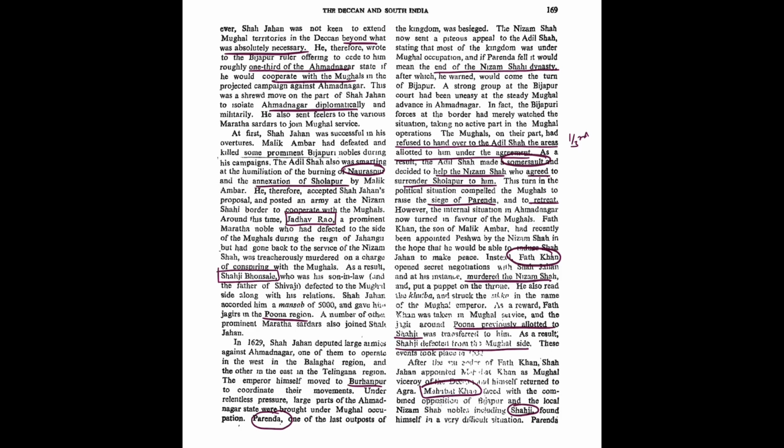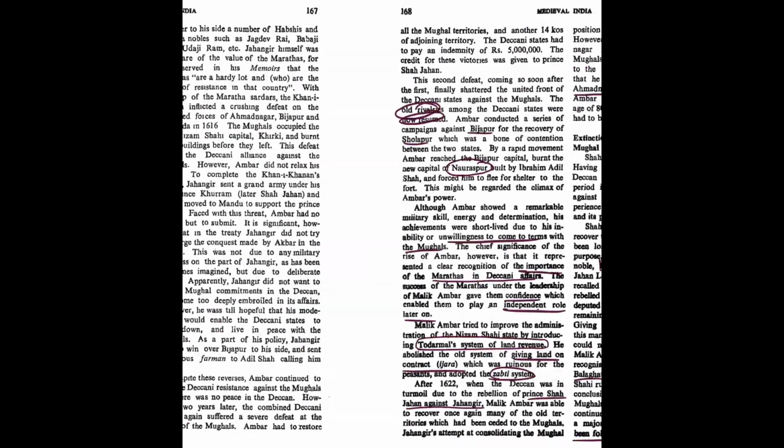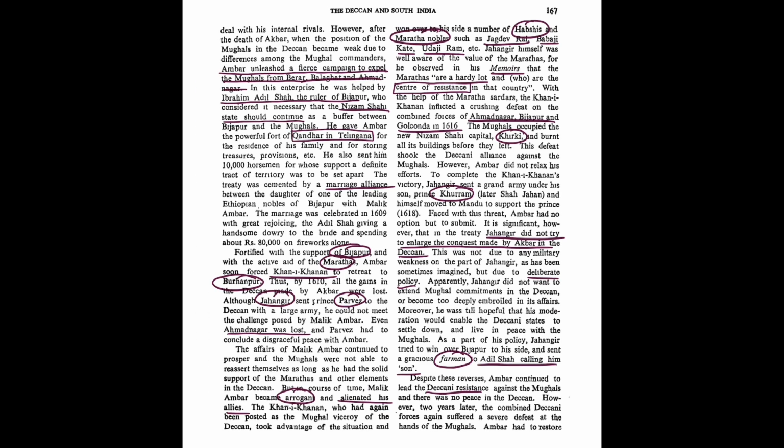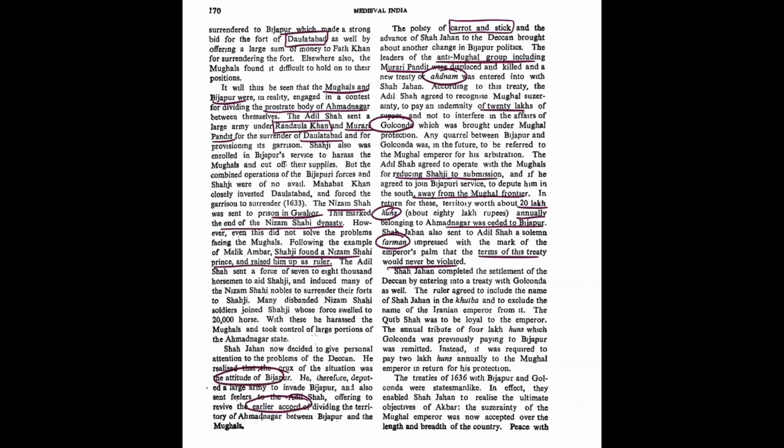Shah Jahan, you can see, referred to somebody as his son. I'll just see. Yeah, this is the one. Jahangir actually called Adil Shah his son.